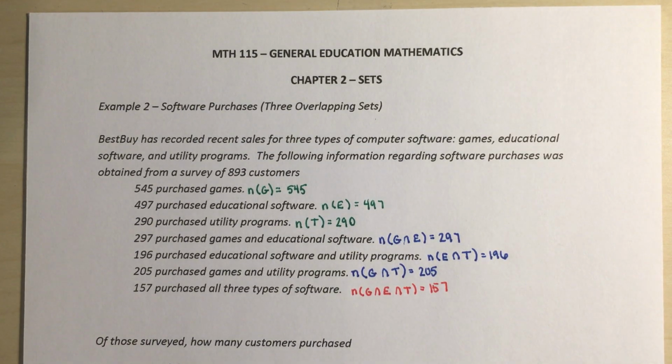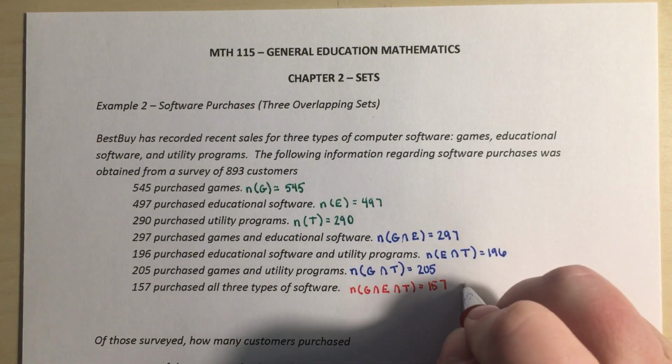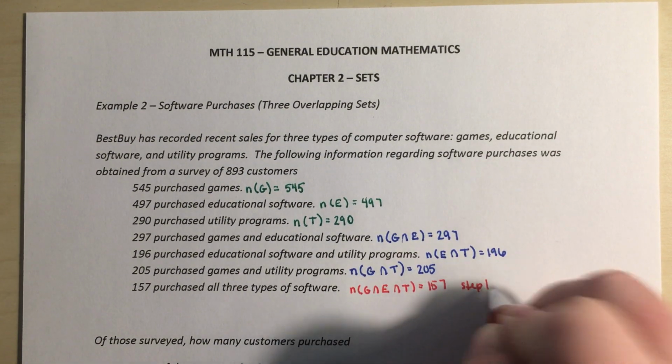All right. So now we're going to use this information to start with our Venn diagram. As we did with the last example, as we did with examples that we saw in section 2.4, we start with our inside portion, right? So we start with our region that's all the way in the very middle. This is the intersection of all 3. So this is going to be step 1.